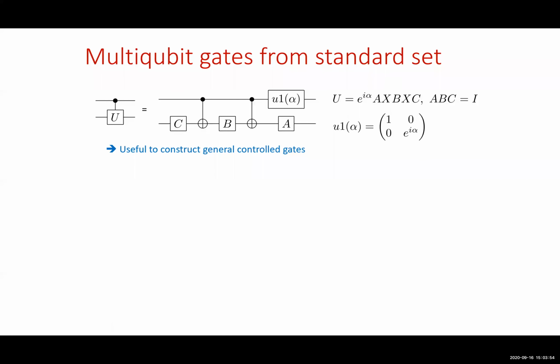So how do we understand this? To understand this, we just check. When the first qubit is 0, the circuit basically says the control does nothing, meaning that the circuit becomes C. There's no X because the control bit is 0, followed by B, and then A.